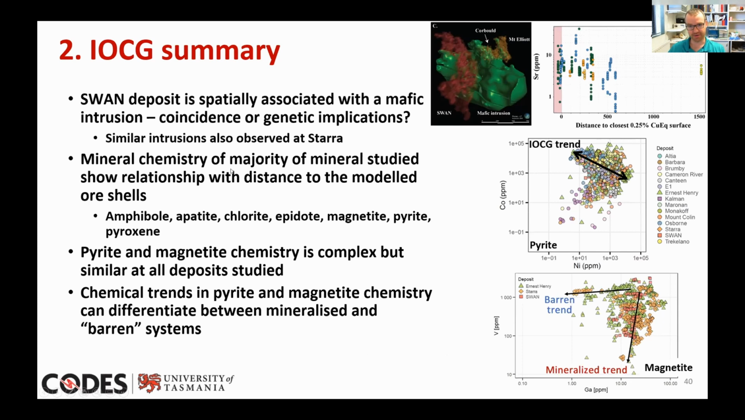Our mineral chemistry work shows a relationship with distance to the modeled ore shells and a range of minerals, which is encouraging. Obviously, the mineral chemistry is complex, but there's correspondence between the different systems. And the trends in pyrite and magnetite chemistry, we think, can differentiate between mineralized and barren systems.